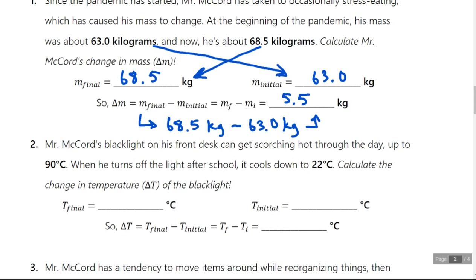We're going to calculate the change in temperature of the black light. In this case, my final temperature is going to be, again, the newest, most recent measurement. It's the final measurement that we took. Our final measurement here is this 22 degrees Celsius. This 90 degrees Celsius is what it was originally.